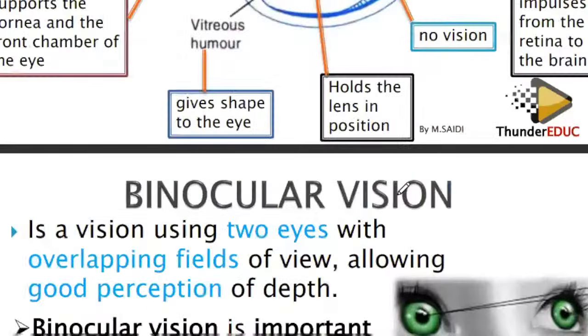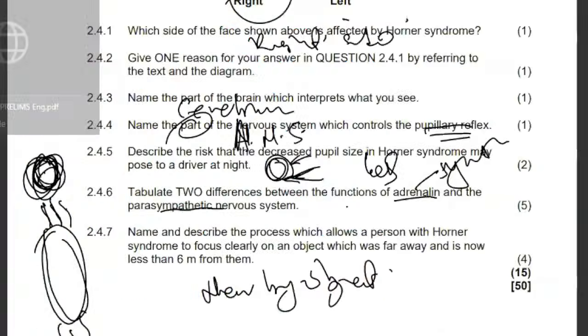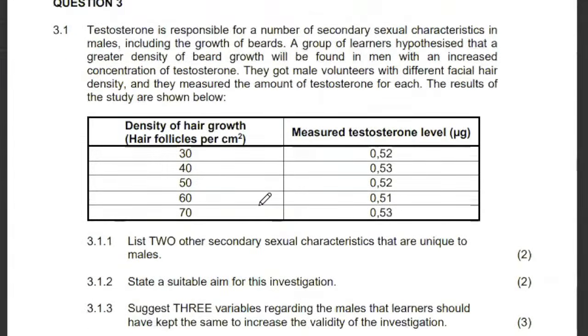So this is what they are looking for: for nearby objects, ciliary muscles contract, suspensory ligament slackens, the tension on the lens decreases, the lens becomes more convex, the light rays are refracted more, or bent, meaning that the refracting power of the lens is high, and then a clear image is focused onto the retina. Yes. So you go to question 3, the last 50 marks.